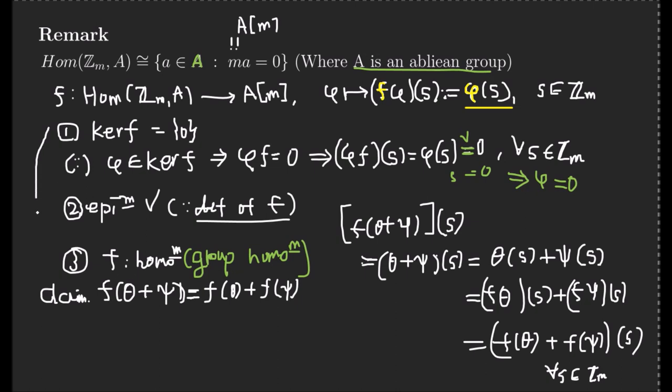So because we have ascertained all three properties, Hom(GM, A) is isomorphic to the subgroup of A.